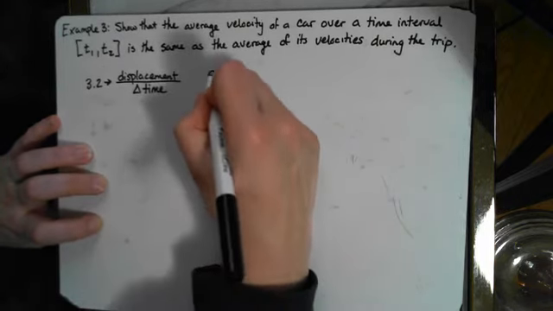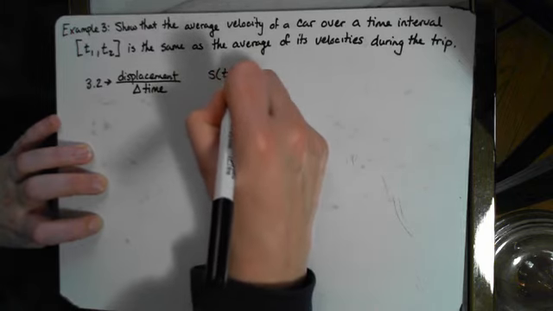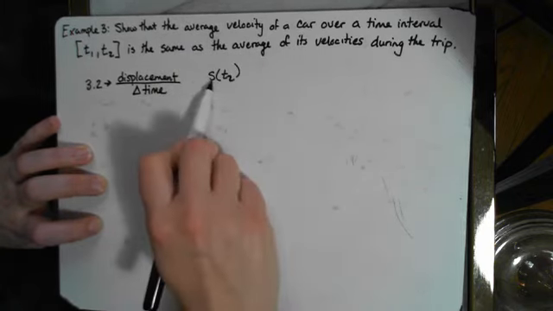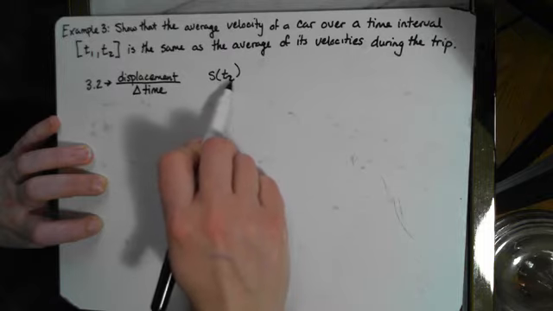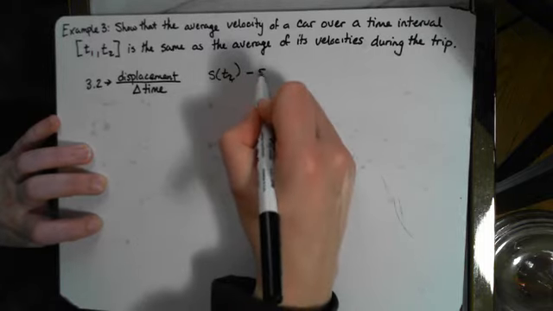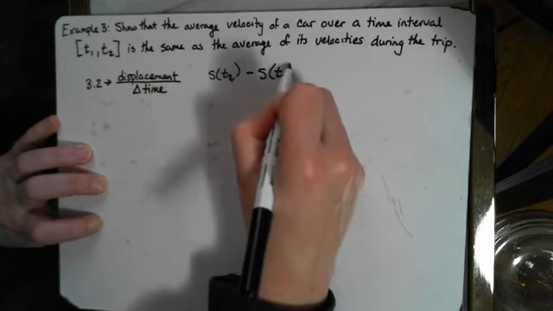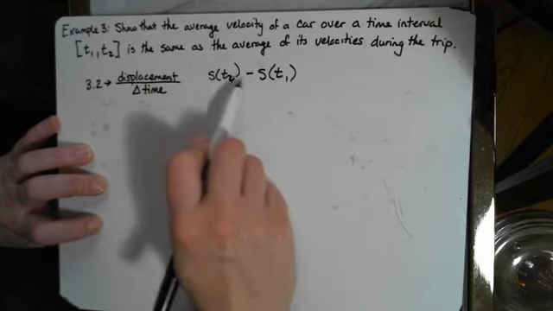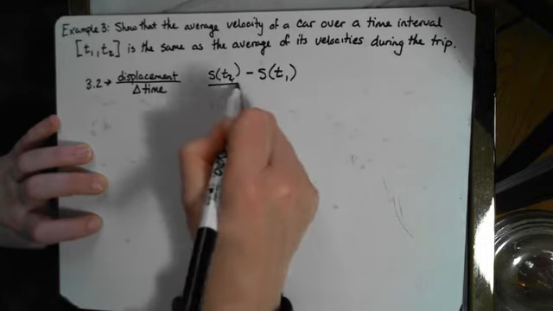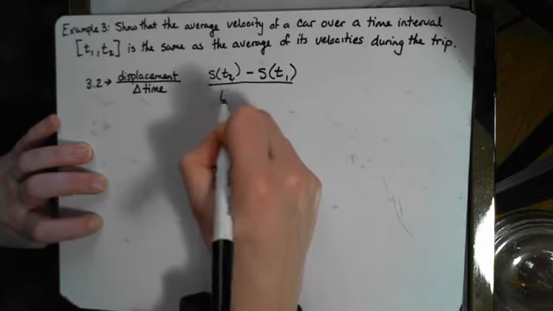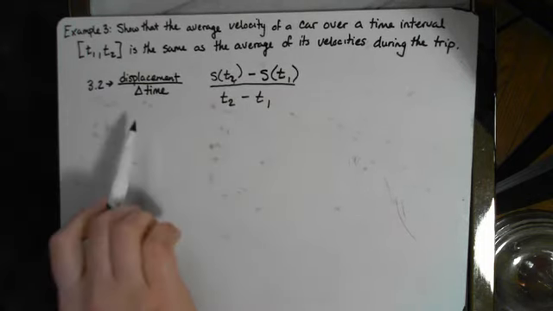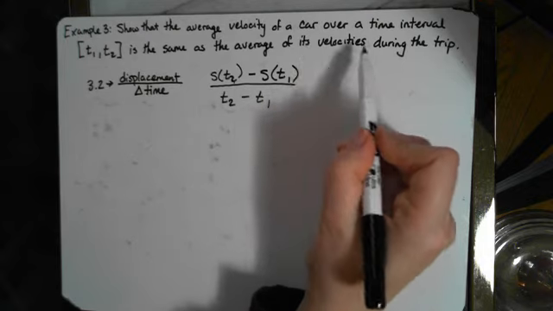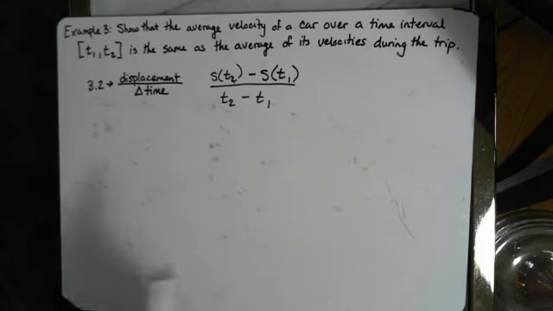Okay. Now, displacement is the change in position. So I'm going to take the later position. So remember, the position function is represented with s of t. So position at any given time. So this is s of t2 minus s of t1. Okay, so that's the displacement, the change in position, over the change in time. That's t2 minus t1. Okay, so that is the average of the velocities during this trip.